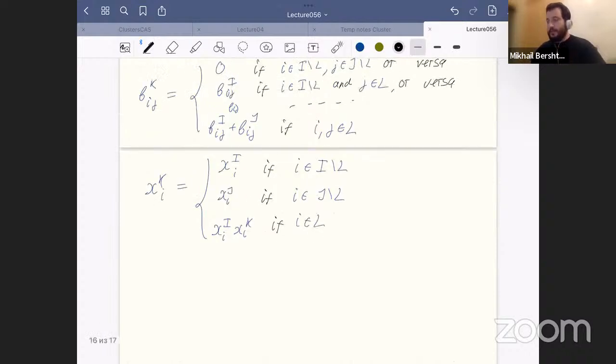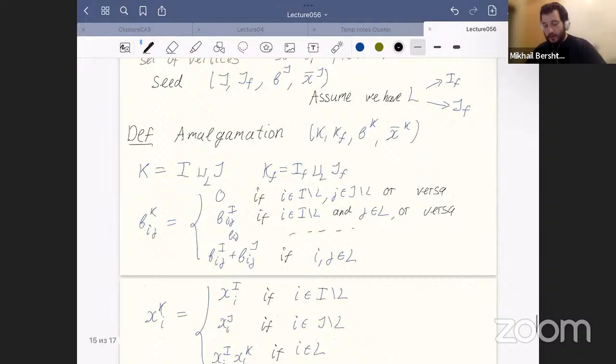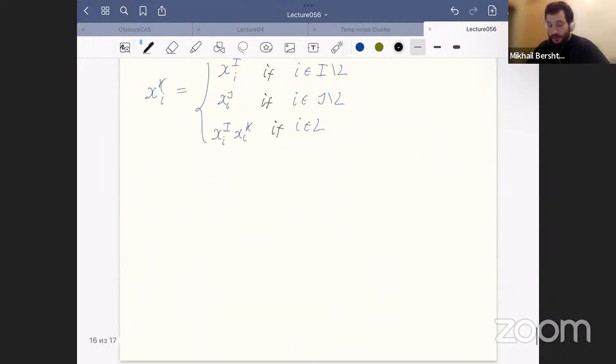As I said, pictorially, it means that we take two quivers and then glue some vertices of those quivers. And if two vertices are glued, then the number of edges will equal just the sum of the number of edges of the first and the second graph, the first and the second quiver. Of course, we should keep in mind the orientation. Okay, this is the definition of the amalgamation.